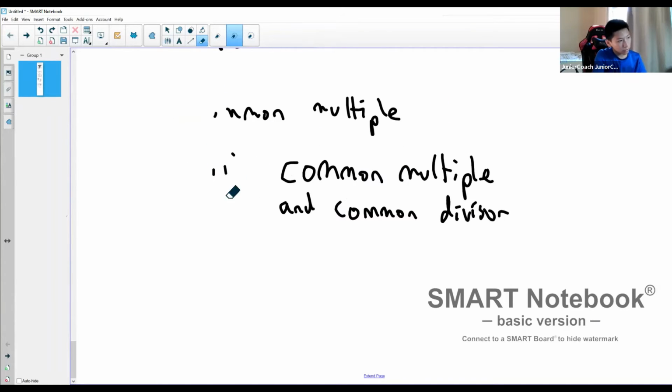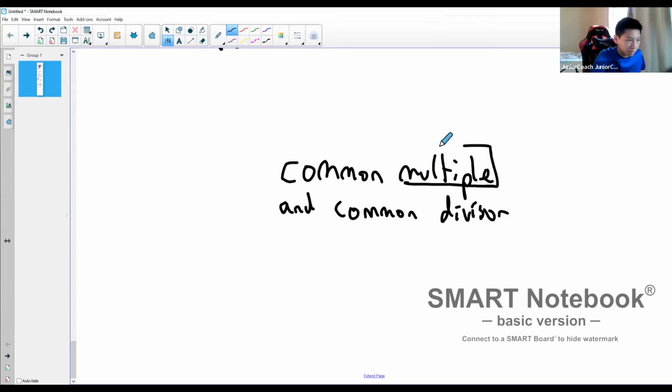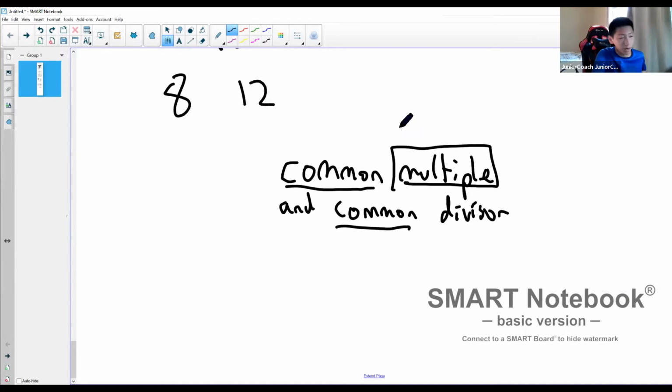Okay, so I just want to go over the difference between a common multiple and a common divisor. A multiple is something that, okay, so first of all, what does common mean? Common means that it's shared by the numbers, okay? So if our numbers are, let's say, 8 and 12, all right? A common multiple would be a number that they both can fit into, right? Because it's a multiple of them.